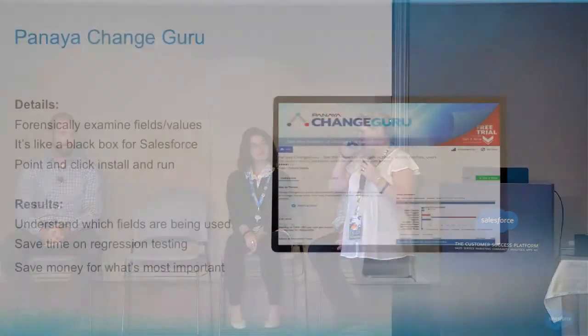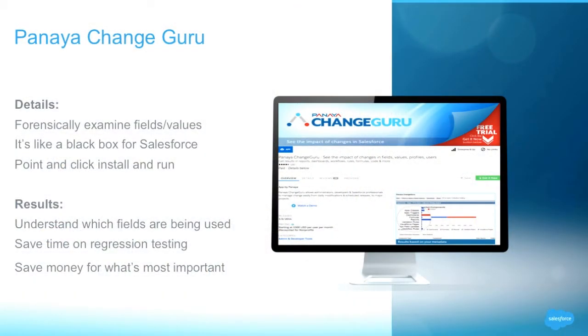So that's kind of like a typical sexy project, which we actually love. The first tool that we use for doing this kind of digging, because basically you're looking for where the bodies are buried, is Panaya Change Guru. What I really love about it is that it's literally a forensic examination of what's going on in an org and what went on before you were there. It is like a black box, right?